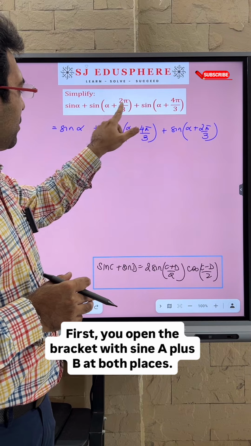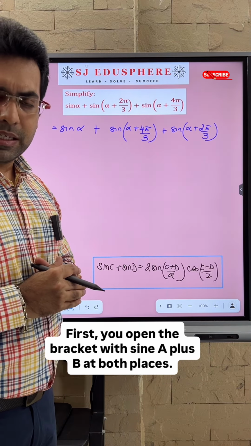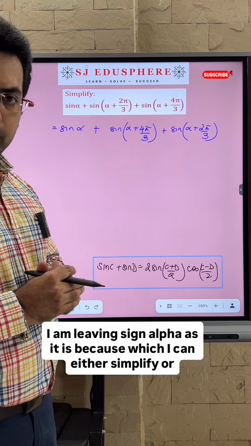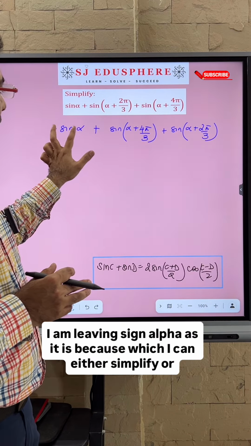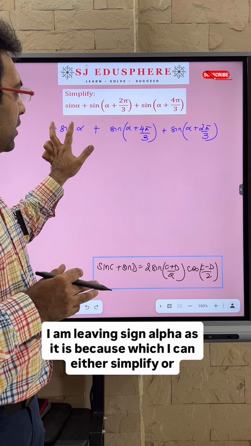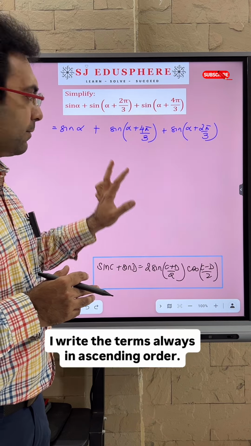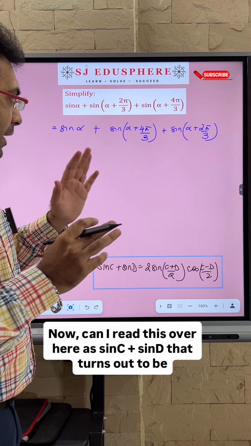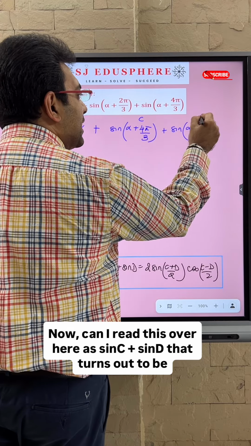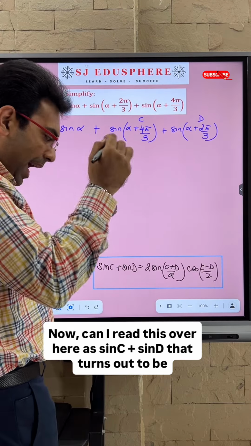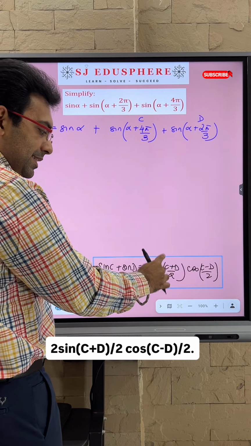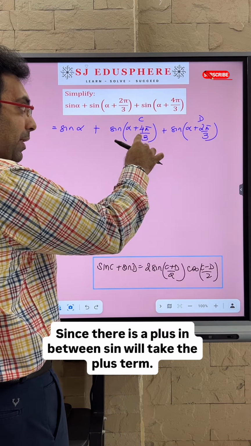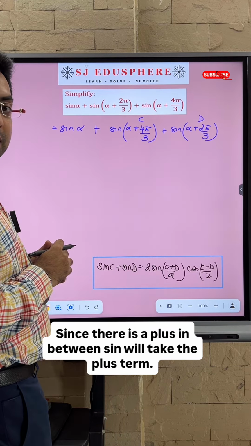First, you open the bracket with sine a plus b at both places. Another, pause. Arrange them in ascending order. I am leaving sine alpha as it is because I can either simplify or cancel it towards the end. I write the terms always in ascending order. Now, can I read this as sin C plus sin D? That turns out to be 2 sin C plus D by 2 cos C minus D by 2. Since there is a plus in between, sine will take the plus term.